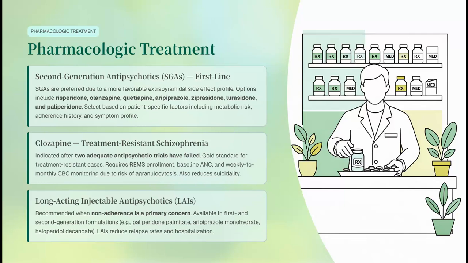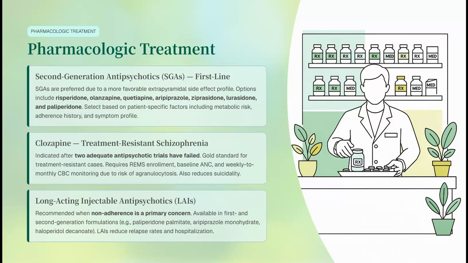So second generation antipsychotics are first line. Those are the SGAs. They're preferred because they have fewer movement related side effects compared to older antipsychotics. There's 7 main options. There's risperidone, olanzapine, quetiapine, aripiprazole, ziprasidone, lurasidone, and paliperidone. Choose based on the individual patient. It's not cookie cutter. Consider their metabolic health, how likely they are to take medication consistently, and what symptoms they're experiencing.